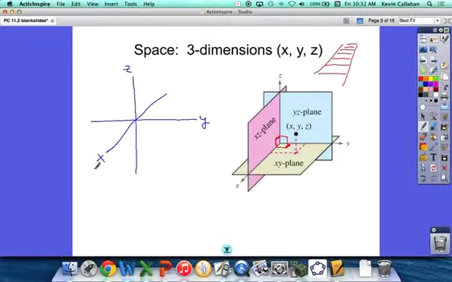The positive x-axis is coming out of the board. Negative x is going into the board, right? The positive y-axis is going to the right, right? Negative would be to the left. Positive z is going up, and negative is going down. And that is exactly like they've drawn that right there.